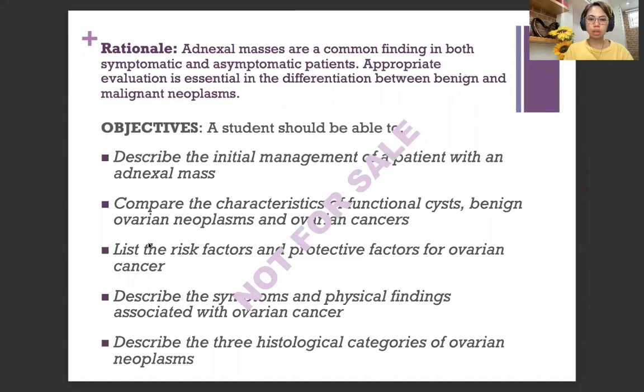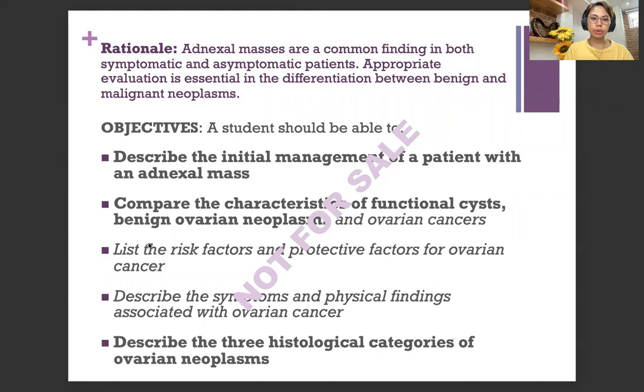Okay, so this is the objectives. These are the objectives listed in your paper. And so, of course, we have to identify or compare the characteristics of the cyst, benign ovarian neoplasm, and later on in the part 2, ovarian cancers. Risk factors and protective factors, very important. So in our pretest, I let you differentiate which ones are risk factors, which ones are protective factors. I hope I'll be able to emphasize it here in this lecture, and you are able to retain it better too.